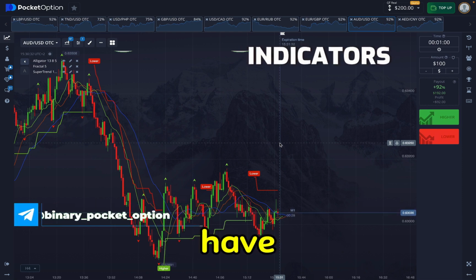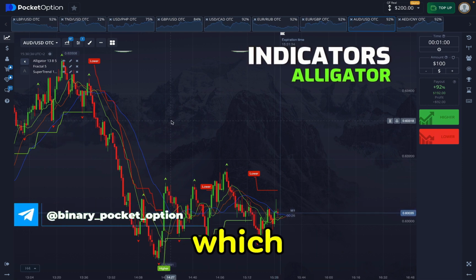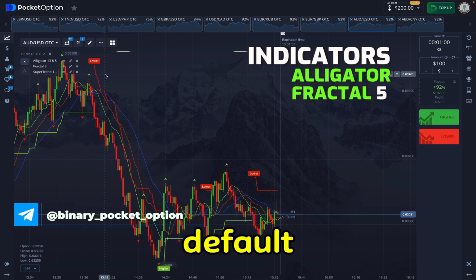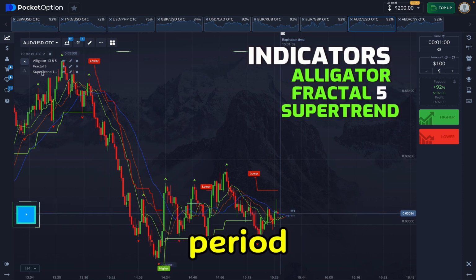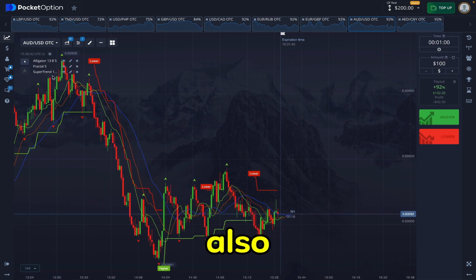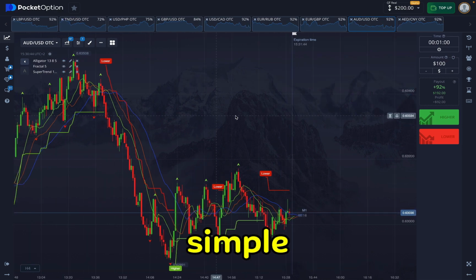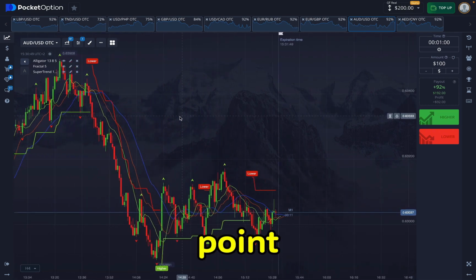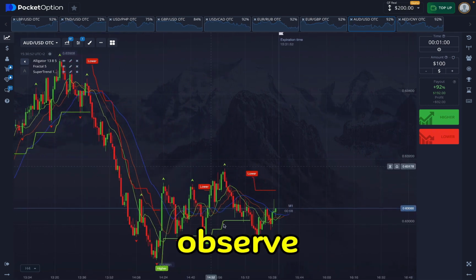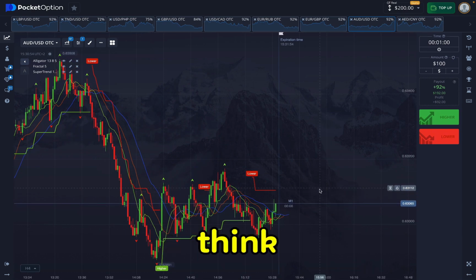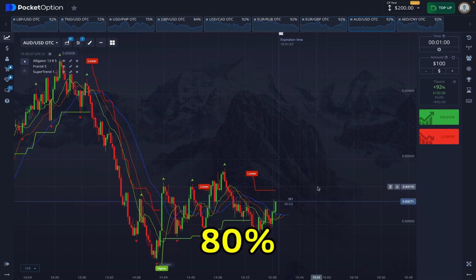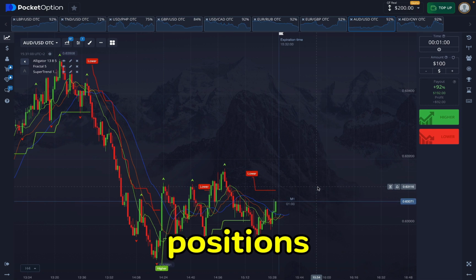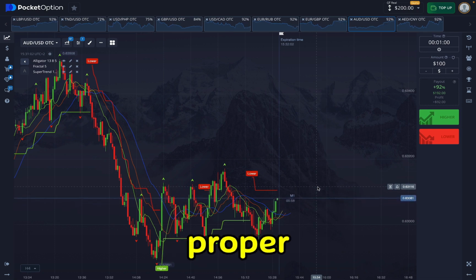For today's trading, I have selected the following set of indicators, which includes alligator with default settings, fractal with a period of 5, and super trend also with default settings. A simple strategy, and literally a few conditions for the entry point you have to observe. And most of the positions, I think that more than 80% of your positions with proper practice and proper analysis, you 100% will close in plus.